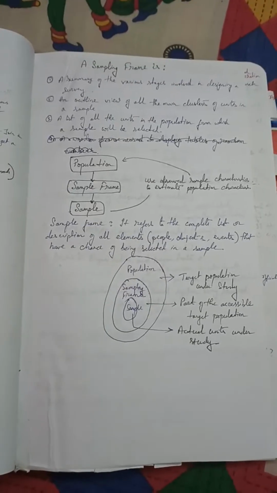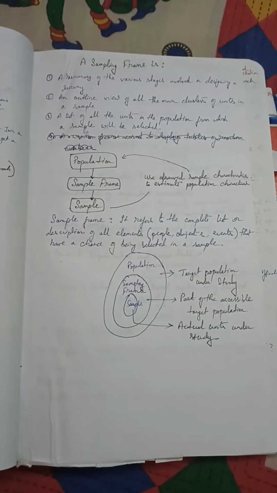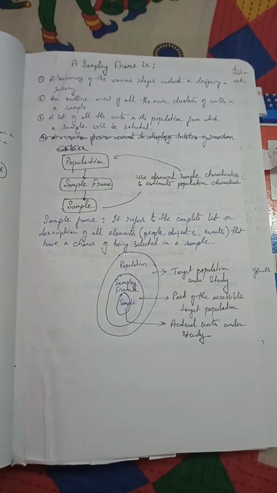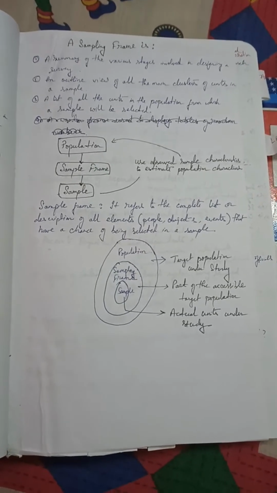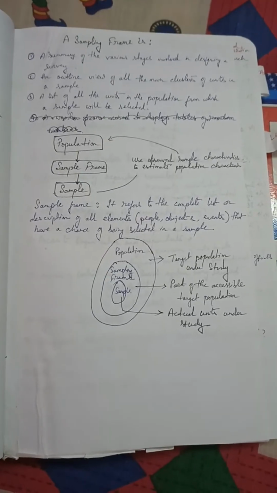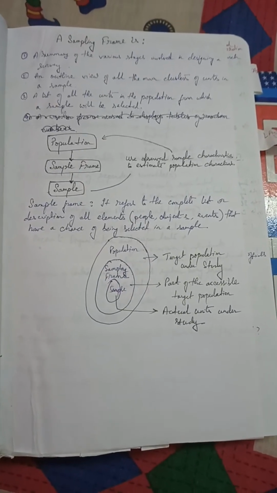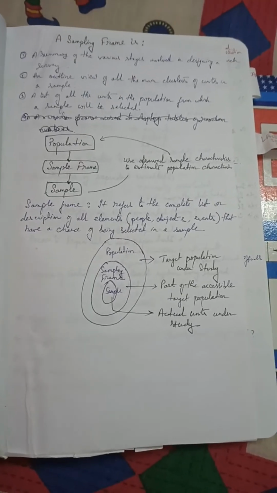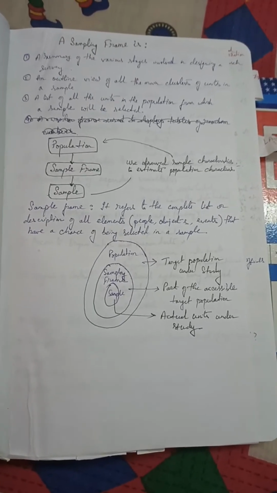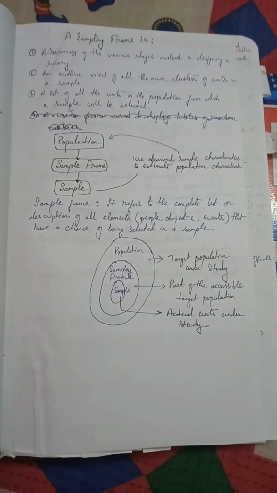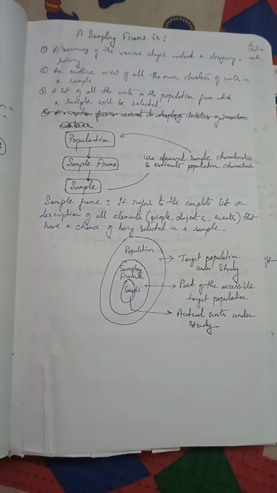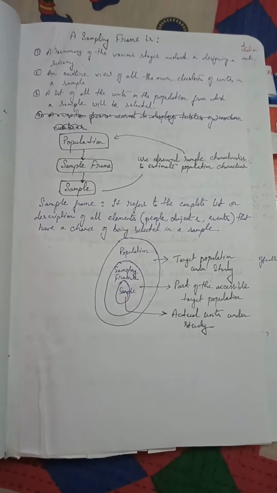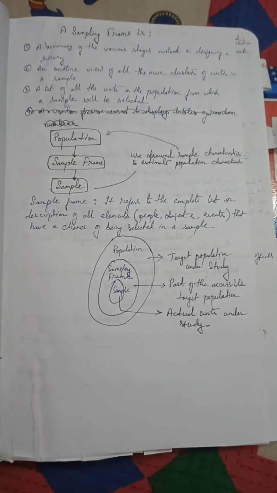It affects the validity and generalizability of the research findings, as we discussed in the characteristics of research, the validity part. Suppose the sample frame misses significant sections of the population while selecting our sample, then the findings might be biased.